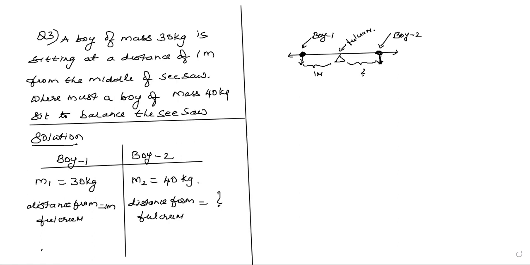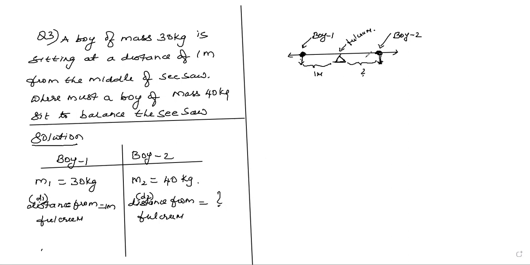They are sitting from the middle of the seesaw. Boy 1 is sitting at a distance of 1 meter from the middle of the seesaw. That middle of the seesaw is the fulcrum. Are you getting me here? So boy 1 is sitting at a distance of 1 meter. Can I take it as D1? D1, distance from the fulcrum, is 1 meter. And they ask, where must a boy of mass 40 kg sit to balance the seesaw? So D2 is the distance of boy 2 from the fulcrum.